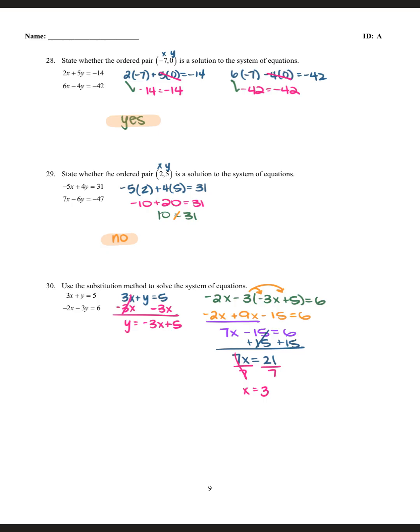You still need to solve for y, so you're going to plug that 3 in for the x value in y is equal to negative 3x plus 5 to solve for y. So it'll give you y is equal to negative 3 times 3 plus 5. That simplifies to be negative 9 plus 5, which is negative 4. So your ordered pair, that is your solution, is 3, negative 4.